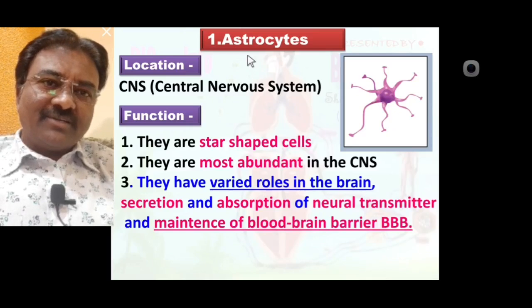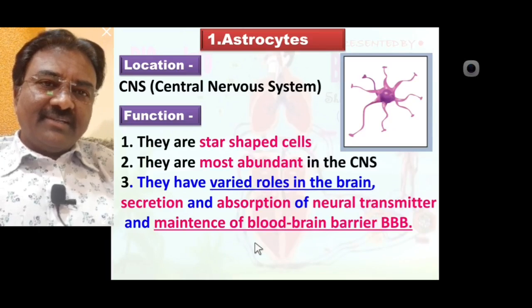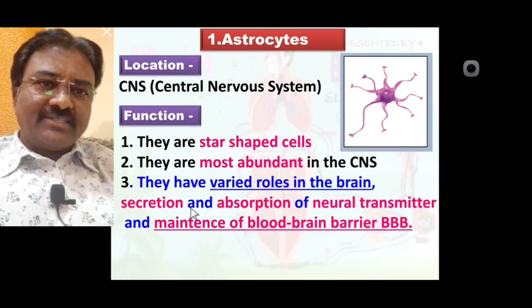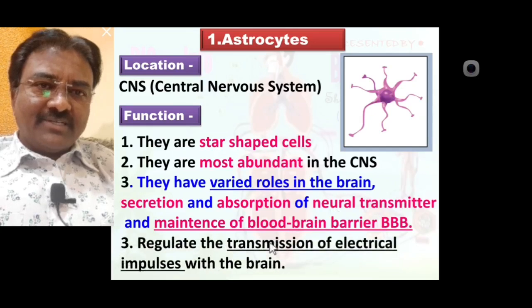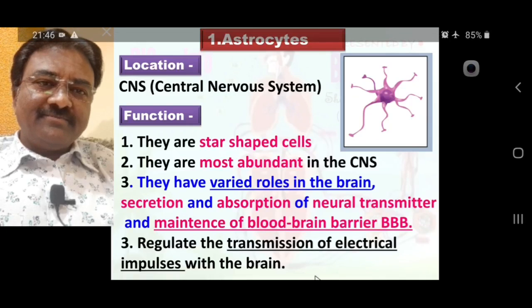Astrocyte. Hope that you understood. This is the most important function. Maintain blood-brain barrier BBB by astrocytes. Also secretion, absorption and neural transmitter. Now fourth function, regulate the transmission of electrical impulses within the brain.